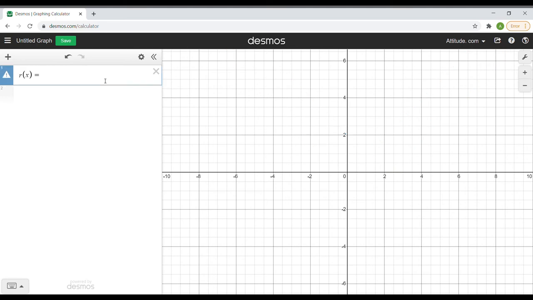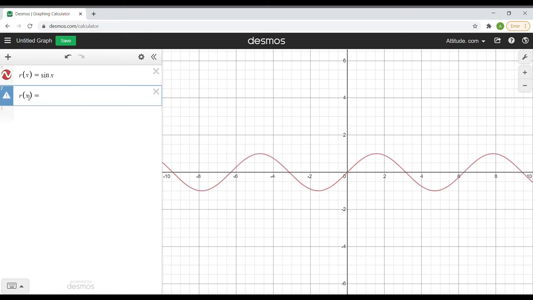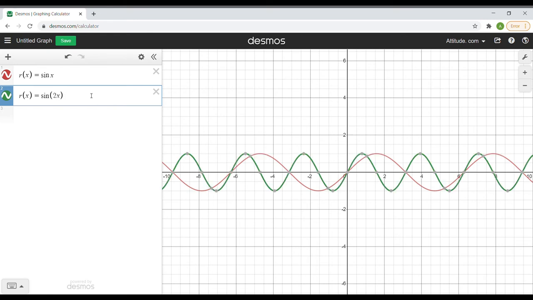Now we shall have a look at the sin x function, right? Sin x graph. So this is the graph of sin x. What happens if we multiply inside? Let's say instead of sin x, we take sin 2x. Now what did you observe? The red colored graph is the original one, the graph of sin x, and the green colored graph is the graph of sin 2x.